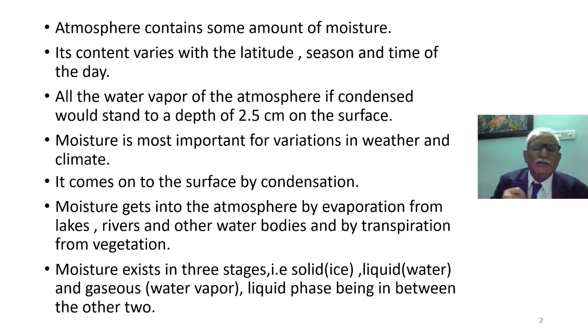Moisture is the most important factor for variations in weather and climate. It comes onto the surface by condensation. Moisture gets into the atmosphere by evaporation from all the water bodies: rivers, riverlets, lakes, oceans, whatever water bodies you are seeing. Also, by transpiration from the vegetation on the surface of the earth.